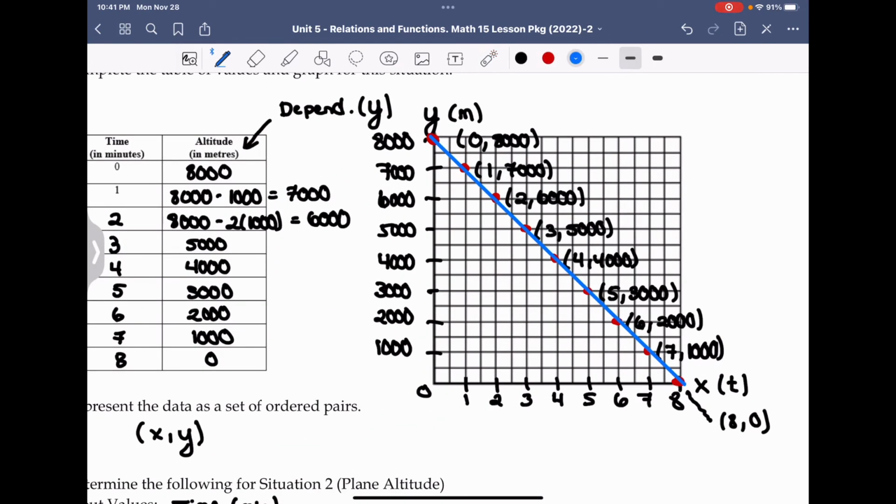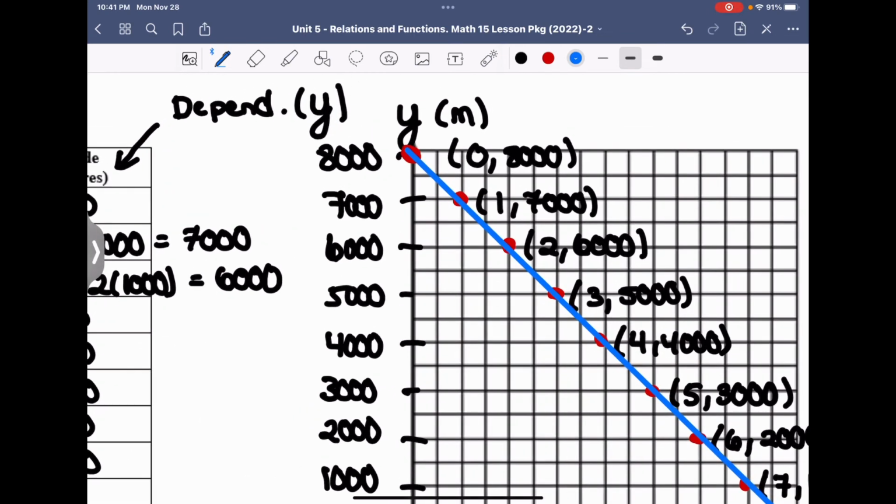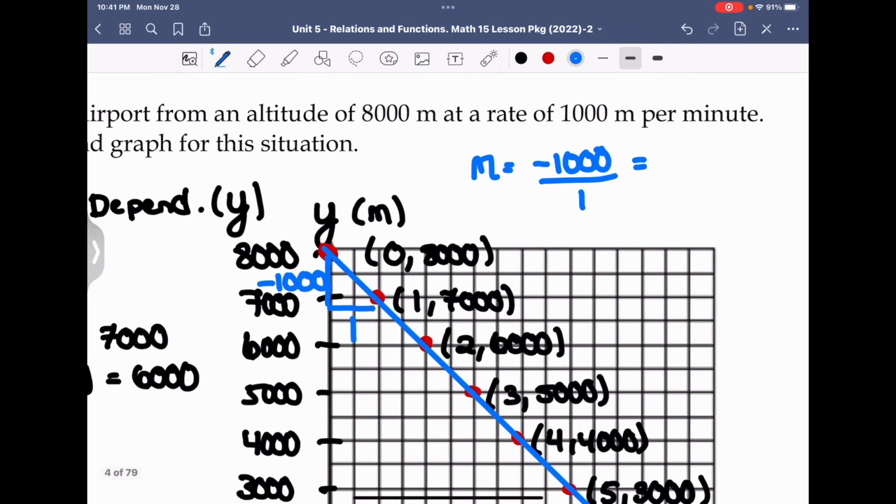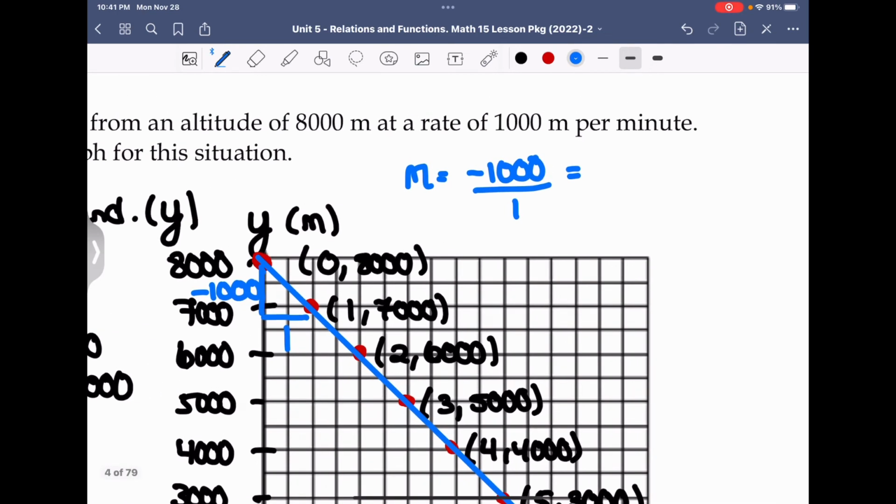So our slope is always read from left to right, meaning I'm going to go down by a certain amount of units and over by a certain amount of units between points. Each time I go down, it's by 1,000 units. How much do I go over by? 1 minute. So when we do our slope calculation, m is equal to our rise, which is negative 1,000, how much we go up or down, divided by 1. And this is equal to, in this case, negative 1,000 for m.